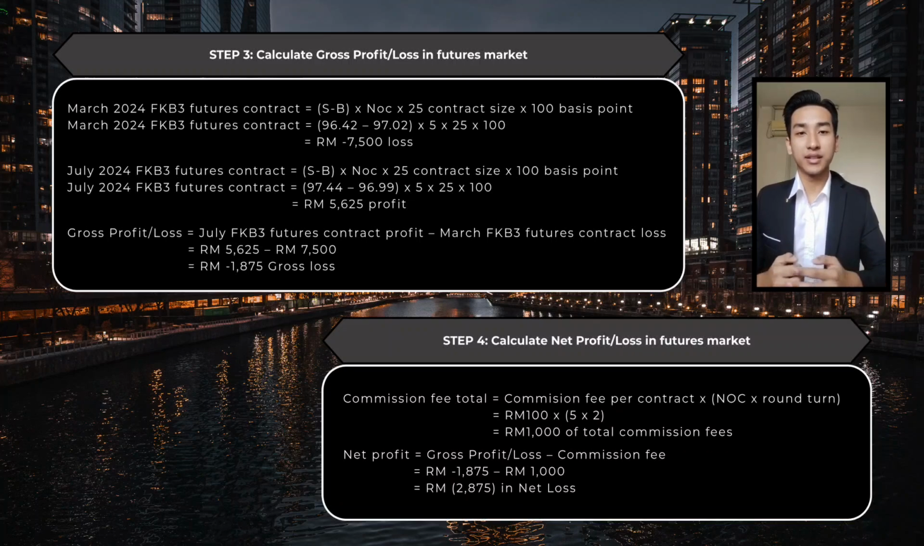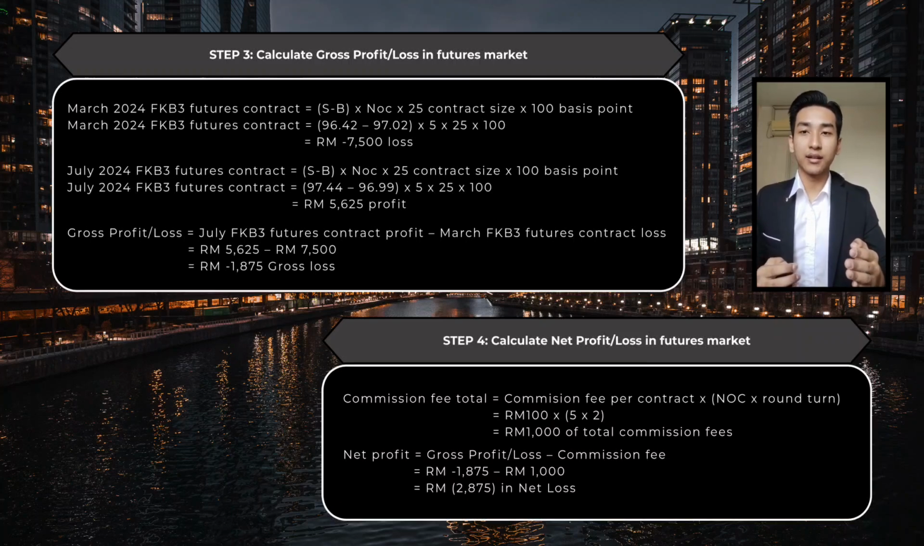So the next is step 4. This one is the net loss. Since there are commission fees, we have to total them and calculate them. This is a cost, so it will contribute more to our loss. So 100 ringgit times 5 contracts times 2. This is 2 round trips because we have 2 months here. So the total of our commission fee is 1,000 ringgit.